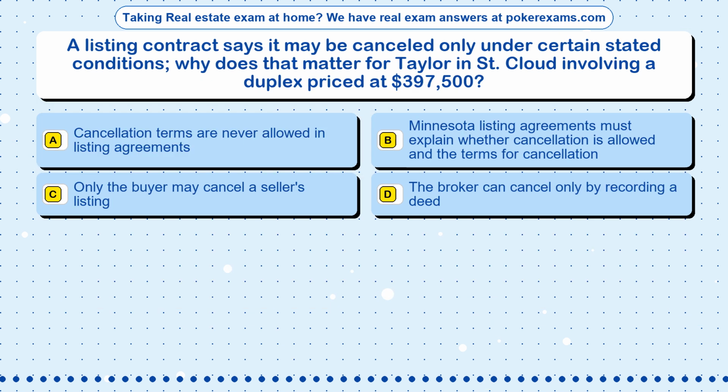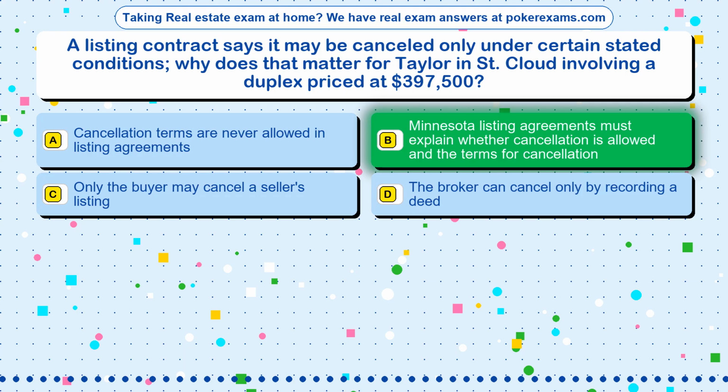Question 46. A listing contract says it may be cancelled only under certain stated conditions. Why does that matter for Taylor in St. Cloud involving a duplex priced at $397,500? Option A. Cancellation terms are never allowed in listing agreements. Option B. Minnesota listing agreements must explain whether cancellation is allowed and the terms for cancellation. Option C. Only the buyer may cancel a seller's listing. Option D. The broker can cancel only by recording a deed.